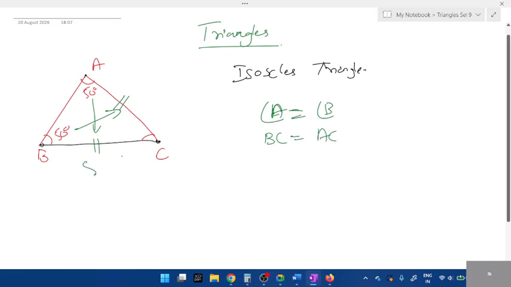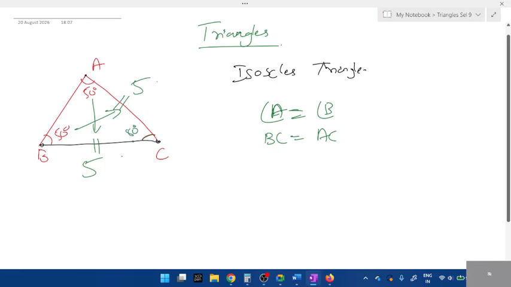What do you mean by that? If BC is 5 centimeter, AC will be 5. So without calculating, without writing, tell me the values. If A is 50, B is 50, what is C, students? 80. 50 plus 50 is 100. 180 minus 100 is 80 degrees.